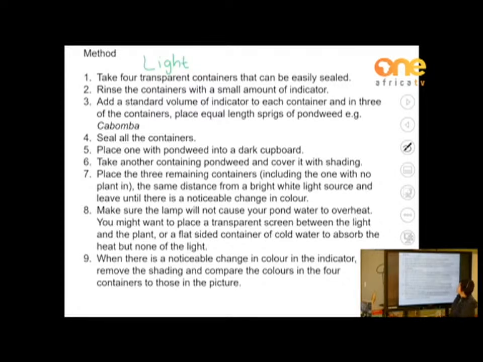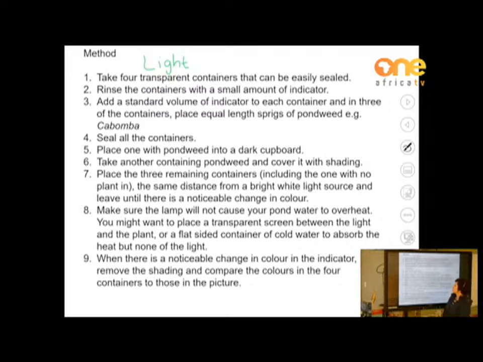Rinse the container with a small amount of indicator. Add a standard volume of indicator to each container. Each container must have the same amount of indicator. And in 3 of the containers, place equal sprigs of pondweed, for example Cabomba, but any type of pondweed will do. Seal all the containers.